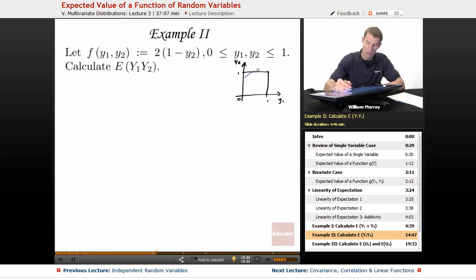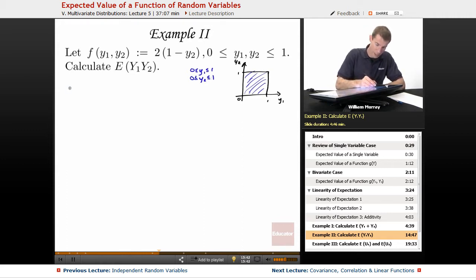And so let me color that in. And we will need to integrate that, so we'll need to describe that region. It's very easy to describe as y1 goes from 0 to 1, and y2 goes from 0 to 1. And now let's go ahead and figure out what we're calculating. E of y1, y2, the expected value of y1 times y2.